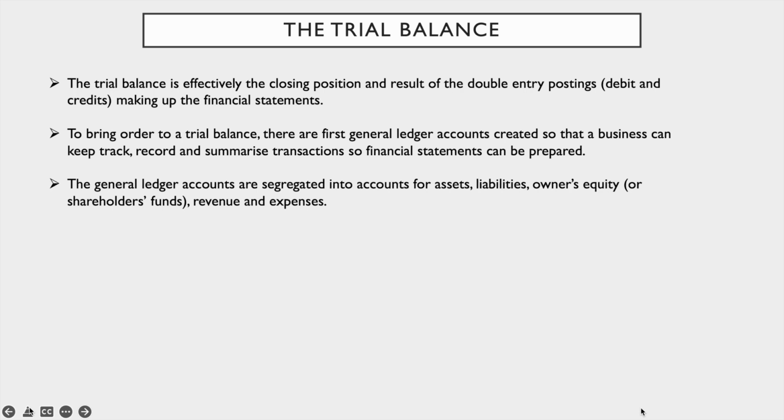To bring order to a trial balance, there are first general ledger accounts created so that a business can keep track, record and summarize transactions, so those financial statements can then be prepared. The general ledger accounts are segregated into the account categories of assets, liabilities, owner's equity, capital or shareholders' funds, which comprise the balance sheet, and then the last two, the revenues and expenses, which are effectively the income statement.